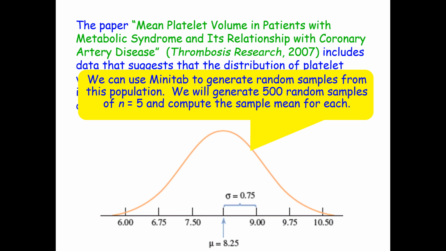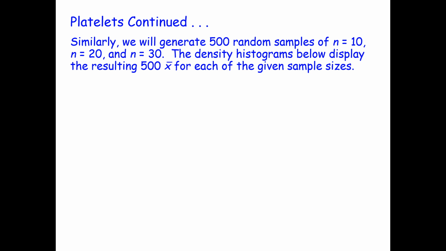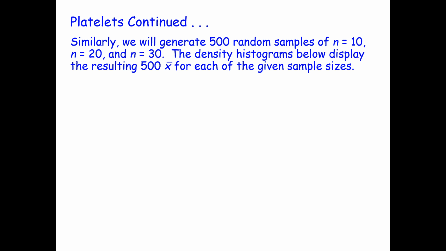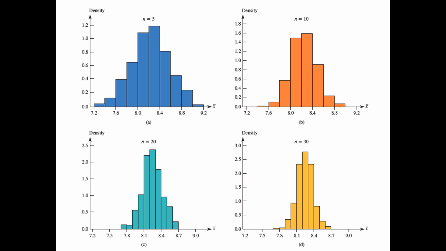Now we can use Minitab to generate random samples from this population. So we'll generate 500 random samples of size 5, and we're going to compute the sample mean for each. Similarly, we're also going to generate 500 random samples of size 10, 20, and 30. So the density histograms on this next slide are going to be the results of 500 sample means for each of those given sample sizes of 5, 10, 20, and 30.